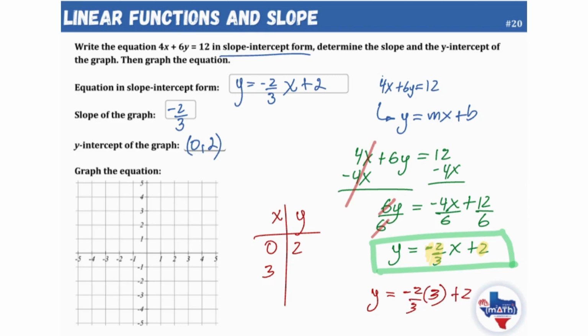So what happens here is that the 3 and the 3 cancel out, and you have y equals negative 2 plus 2. We have another intercept there, which is (3, 0). So the points that we will have are (0, 2), right there, and the other point that we will have is (3, 0), right there. Okay, and we need to draw our line.